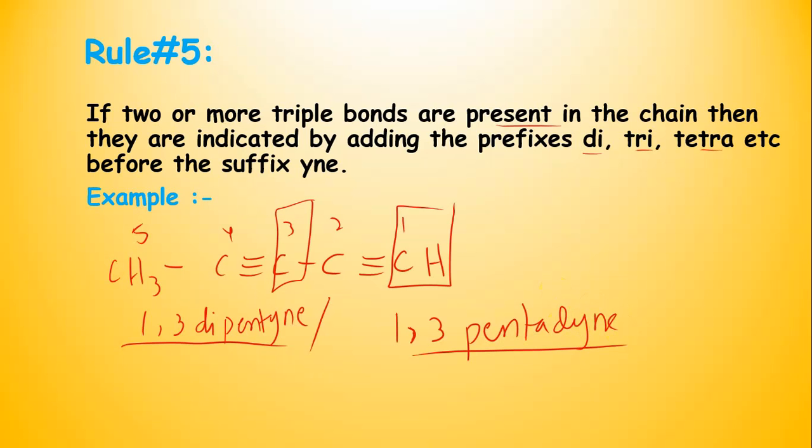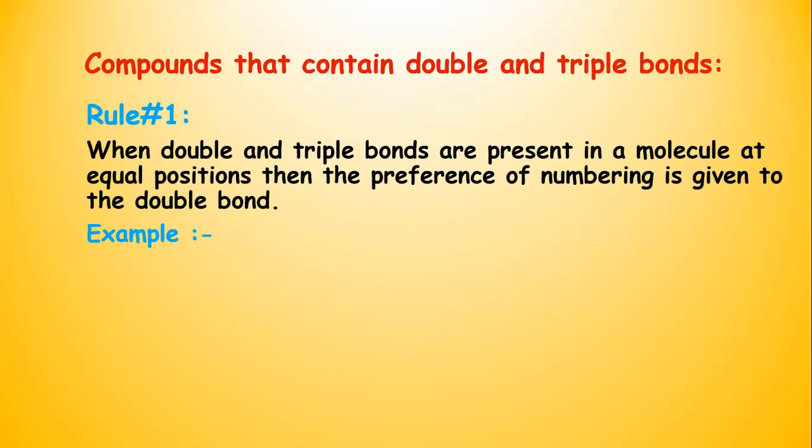So these were the 5 rules related to the nomenclature of alkynes. And then there are also some compounds containing both a carbon-carbon double covalent bond and a carbon-carbon triple covalent bond. So how will we give the name to that type of compound? Look at the rules for those compounds containing a carbon-carbon double and a carbon-carbon triple covalent bond.